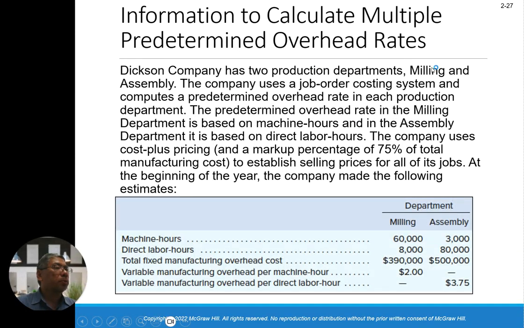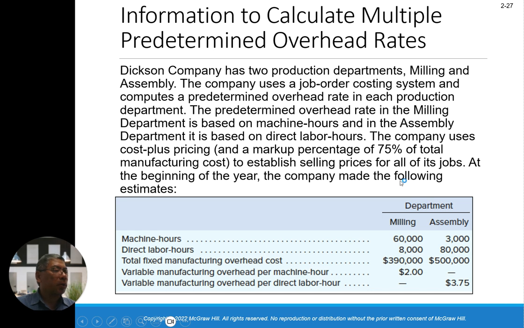Dixon Company has two production departments, milling and assembly, and the company uses a job order costing system and computes the predetermined overhead rate in each production department. The predetermined overhead rate in the milling department is based on machine hours, and in the assembly department it is based on direct labor hours. The company uses cost-plus pricing, which is a markup of 75% of the total job cost to get the selling price of all jobs.